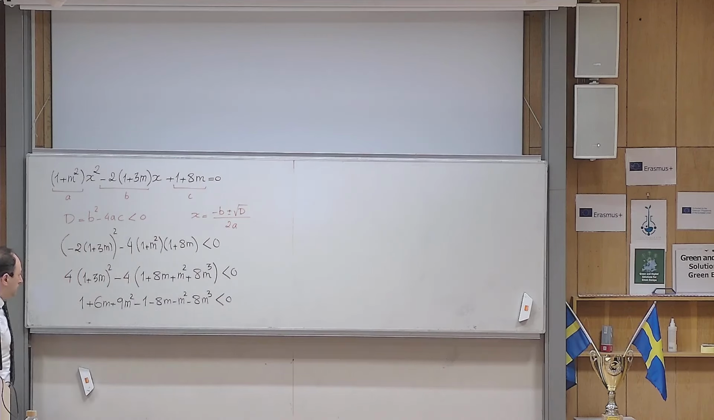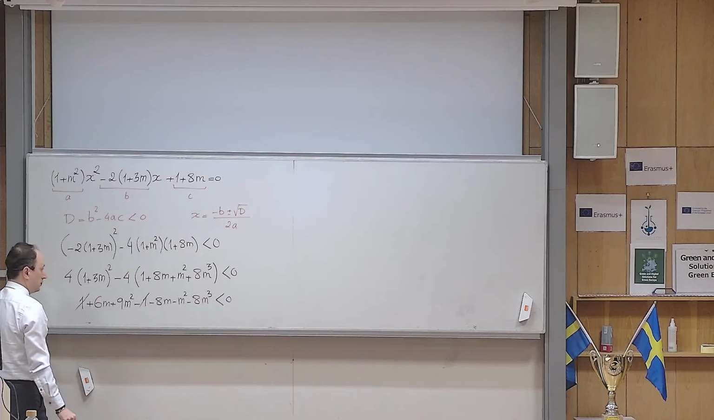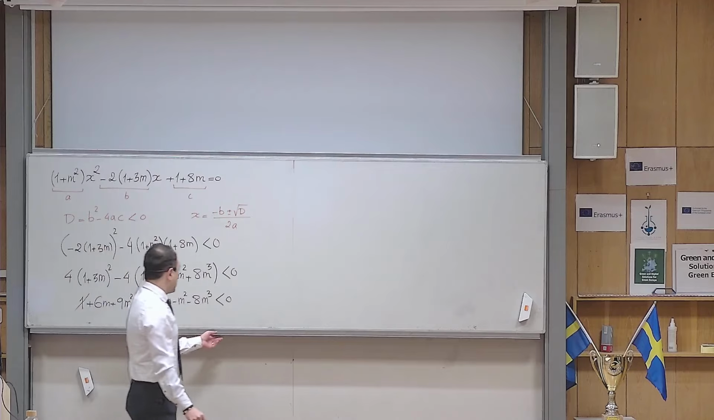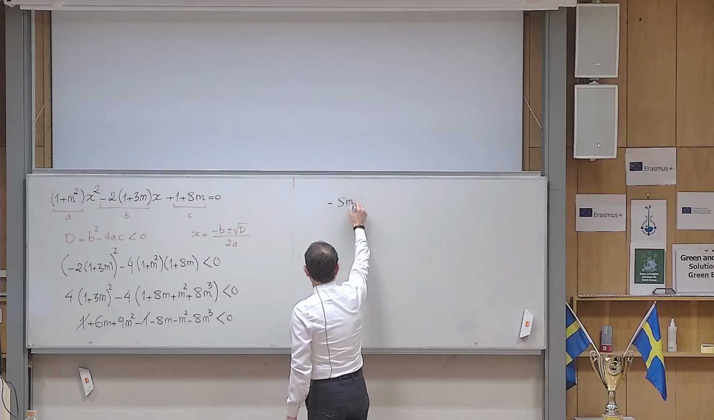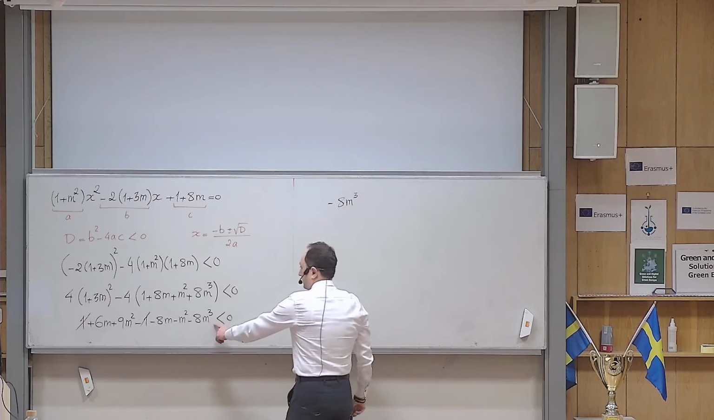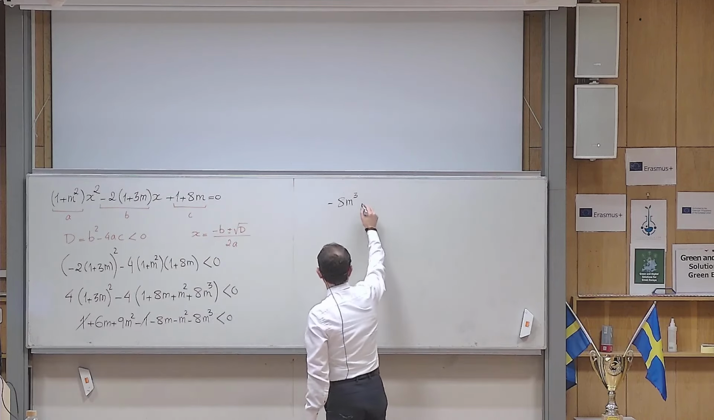Can I simplify things? Yes. This 1 and that −1 are gone. So I would write −8m³ first. And then I have 9m² − m², which becomes positive 8m².